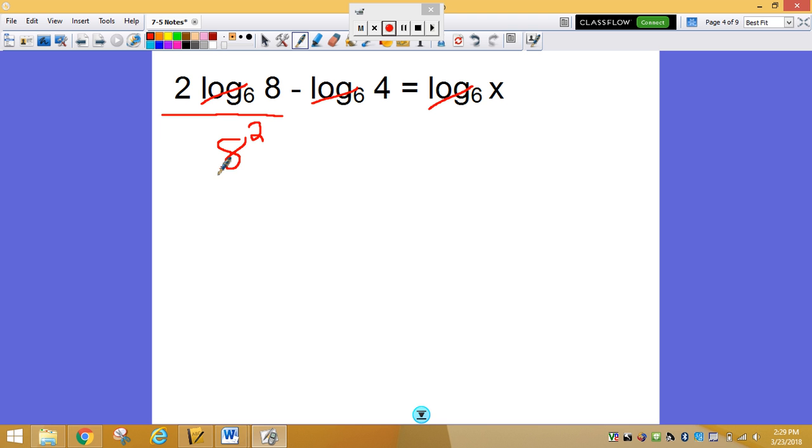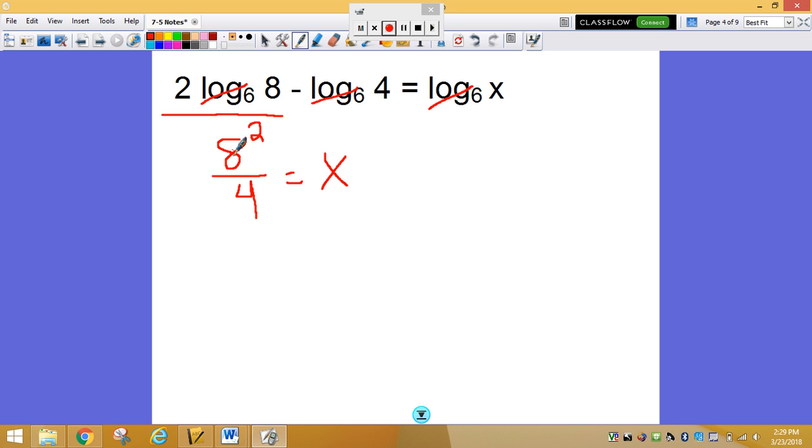Minus, remember, means to divide, and it's got to equal x. So let me go through that again. I brought this 8 down. If there's a number in front of your log, it becomes the exponent. Minus really means to divide, and we're dividing by 4, and it's got to equal x.